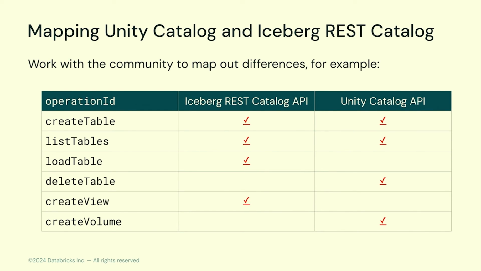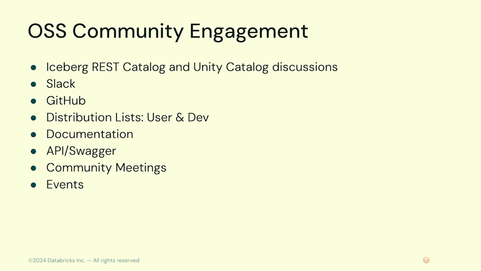Here's just a small, tiny example. Once I provide you the slides, it'll link directly to the line items of each operation ID. You'll notice how they're slightly different between Unity Catalog and the Iceberg REST catalog. Some match exactly, some are slightly different. If I go into the code even deeper, you'll notice there are even slightly different properties for each of these operations. So what we want to do is reconcile some of those differences, and that's what we're going to be working on with the community.